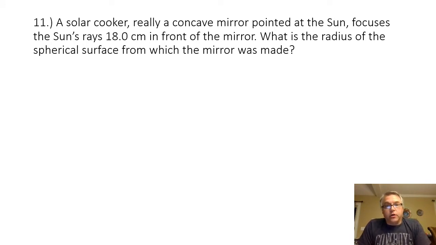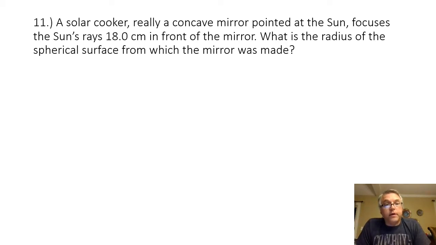A solar cooker, which is really just a concave mirror pointed at the sun, focuses the sun's rays 18 centimeters in front of the mirror. What is the radius of the spherical surface from which the mirror was made?